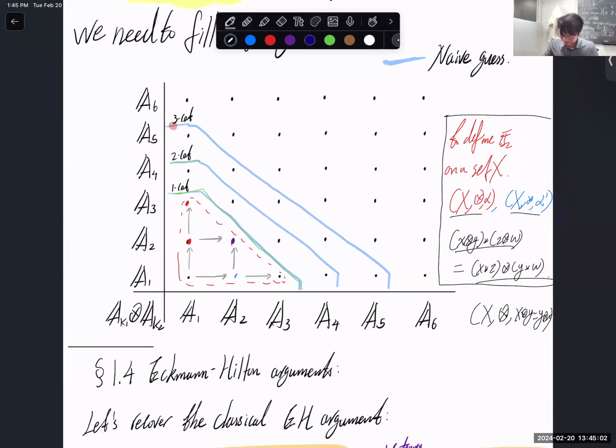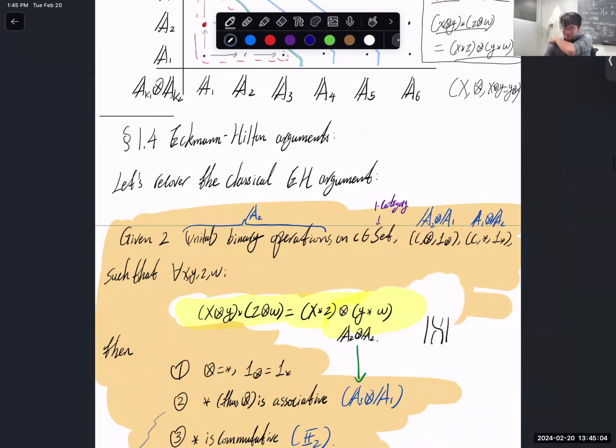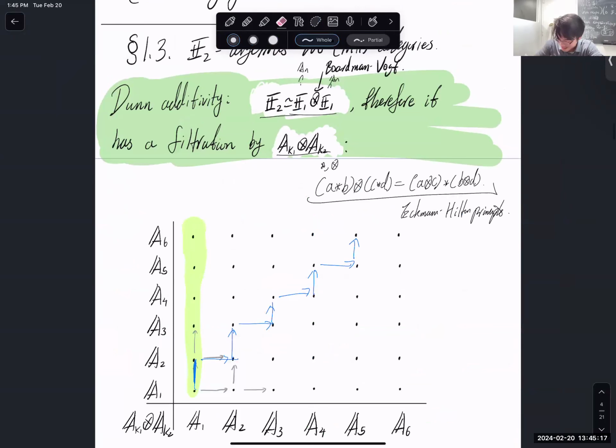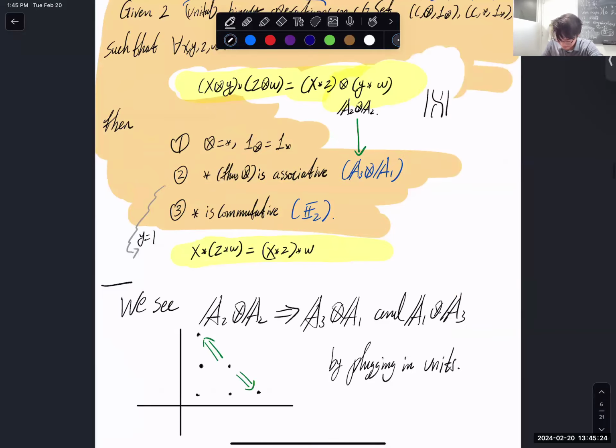Good. So now let me actually revisit the Eckmann-Hilton argument. I'm actually confused. Maybe this is the argument and not the principle. I should have figured this out, but maybe this is the argument and not the principle. I'm going to erase this. Sorry about that. It's one or the other. I just always get confused.